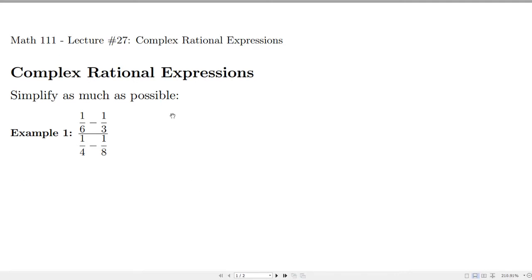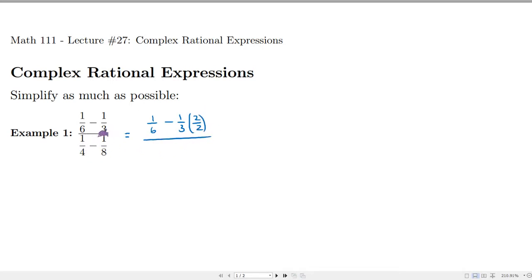The first example here, we have 1/6 minus 1/3, and then divided by 1/4 minus 1/8. So the procedure for this type of thing is, well, let's first simplify the numerator and denominator separately, and then we'll proceed from there. So how do we subtract 1/6 and 1/3? We have to find a common denominator, right? And the least common denominator would be a 6, because I could just multiply this by 2/2 to make a 6.